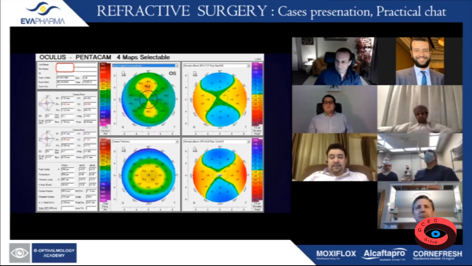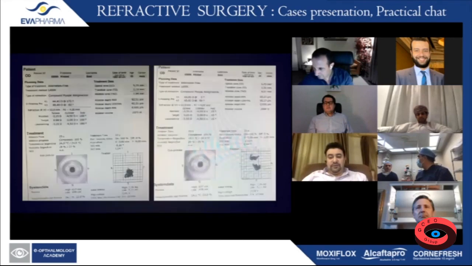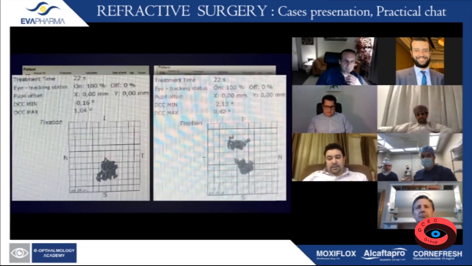And another factor here, if you can have the printout of the machine after the treatment, you can see that there is some sort of superior decentration in the right eye, and abnormal ablation in the left eye. And this leads to decentration of the ablation done.